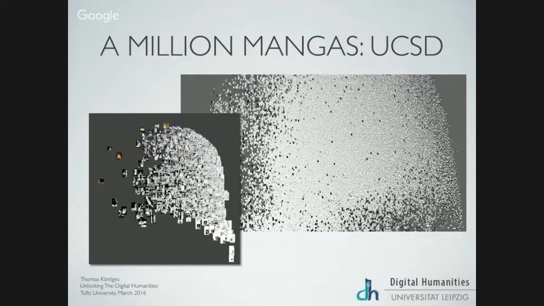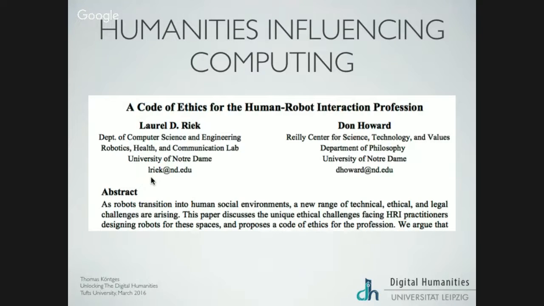And what we also don't forget is examples like this. The humanities are strongly influencing computing. Here we have a work from Don Howard, University of Notre Dame, a code of ethics for the human-robot interaction profession. Yeah, that is important. What was the movie called? That was Ex Machina. Who has seen the movie Ex Machina? One. It's a great movie, and after you've seen it, you really know why this is so important. It always sounds a lot like science fiction, but it's actually not so far away.